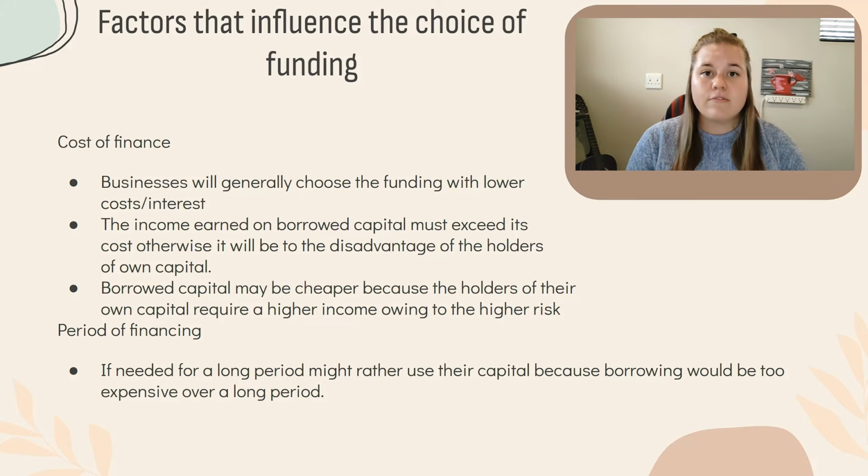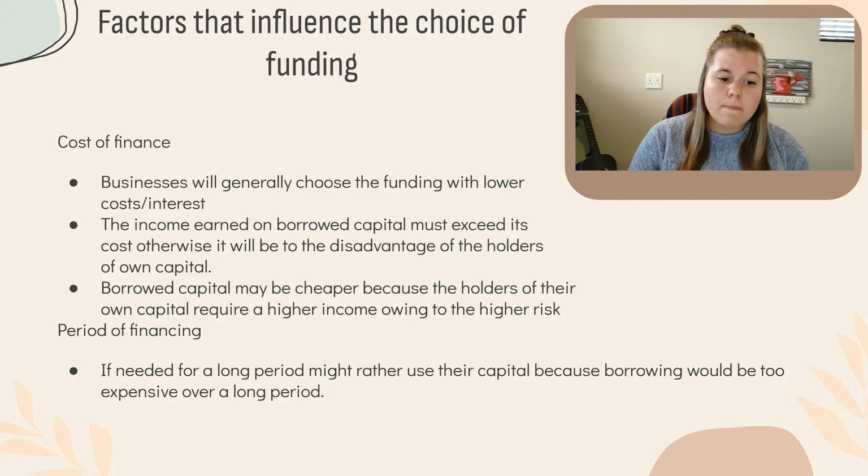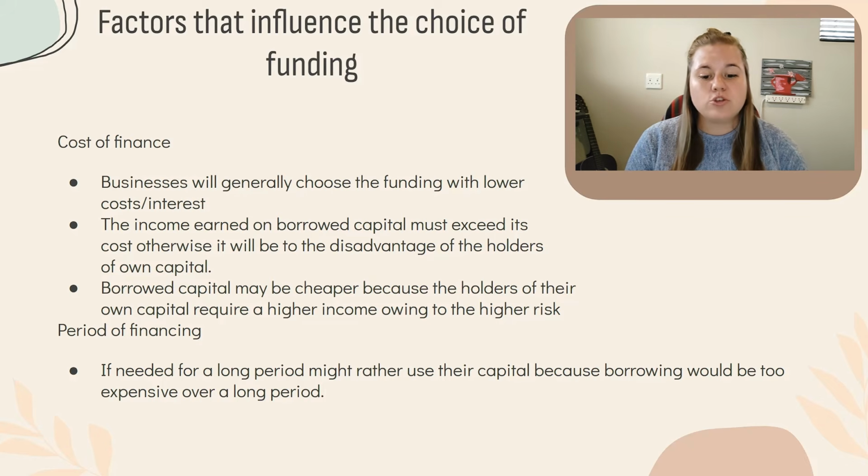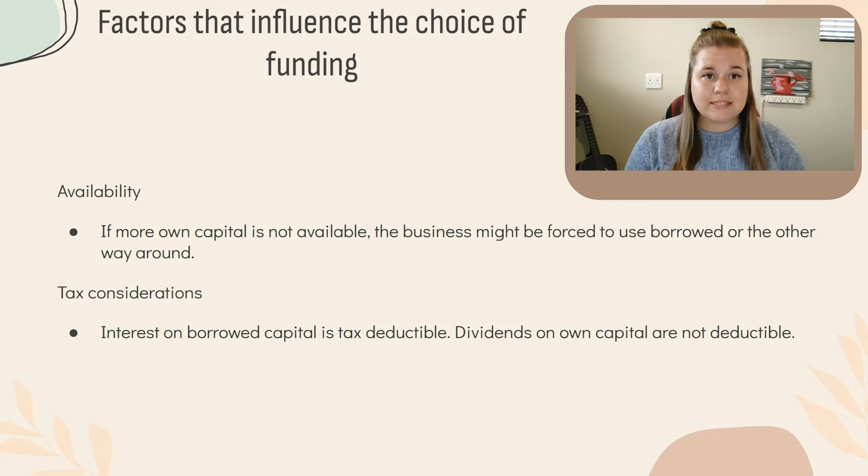Period of financing. If needed for a long period, they might rather use their own capital because borrowing would be too expensive over the long period. Availability. If more own capital is not available, the business might be forced to use borrowed or other ways around this. Tax considerations. Interest on borrowed capital is tax deductible. Dividends on own capital is not tax deductible.